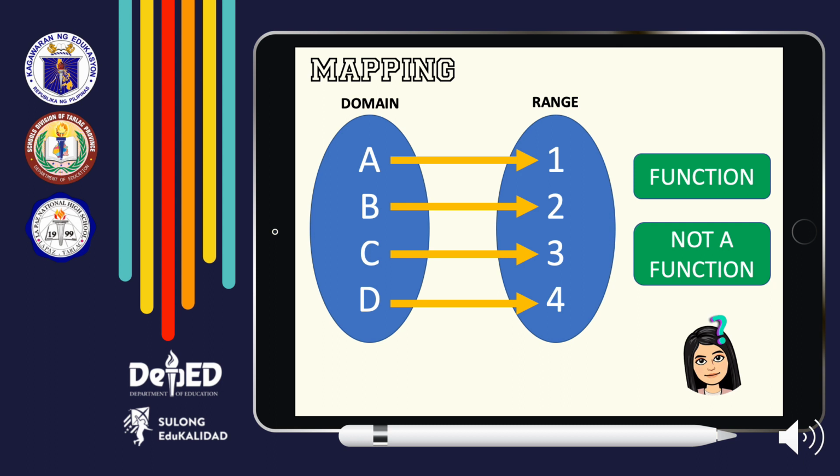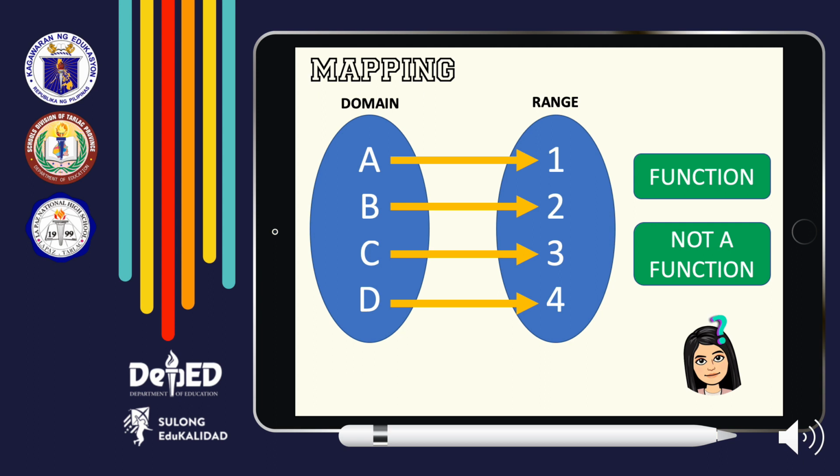How do we do that? Again, every x value must be associated to only one y value. Now, let us check if every element in our domain is associated to only one value in our range. So look, our domain A is being paired to 1. Our second element B is being paired to 2. C is being paired to only one y value in the range, which is 3. And lastly, D in our domain is being paired to one y value in our range, which is 4.